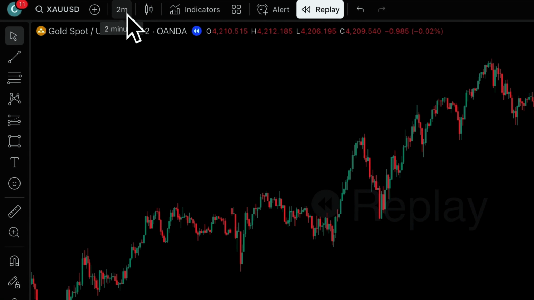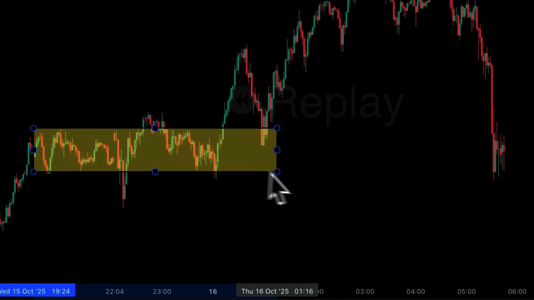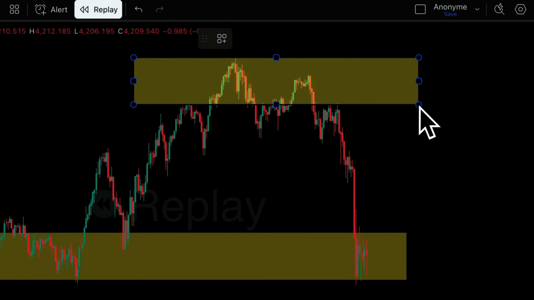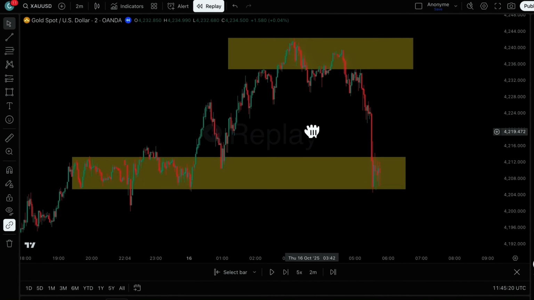I'm on the 2-minute time frame on gold, and the first step is to set up the setup. You can easily see a huge support here and a strong resistance up there. For this strategy, we're going to follow the trend. So, even though we're on the 2-minute time frame, we're going to pay attention to the higher time frames.